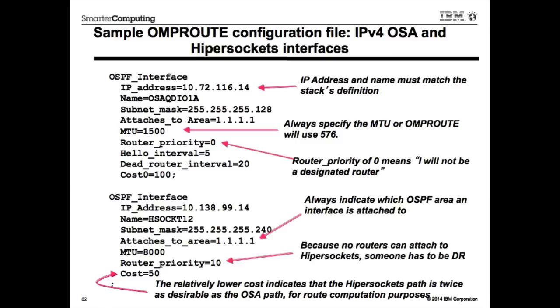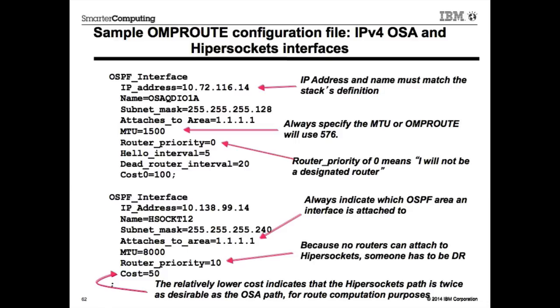Now, I'll admit, this is kind of a pain. If you do not specify the MTU to OMPROUTE, we will use the default value, which is 576. You probably don't want 576. What happens to this MTU value is every route that OMPROUTE computes that goes out this interface will have that MTU assigned to it. So every route that OMPROUTE computes that goes out this interface will use an MTU value of 1500. So if you don't define it, that value will be 576, which is probably too low.